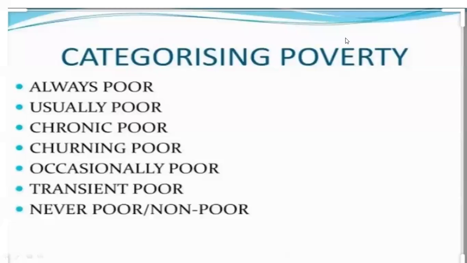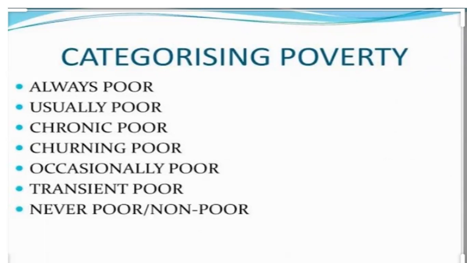Now we are discussing the chronic poor. The chronic poor include the people who are always poor and those who are usually poor. The always poor are those who do not get basic facilities. The usually poor are those who do not get health facilities, education facilities, and some basic amenities; they may have some, but they do not get all these facilities.